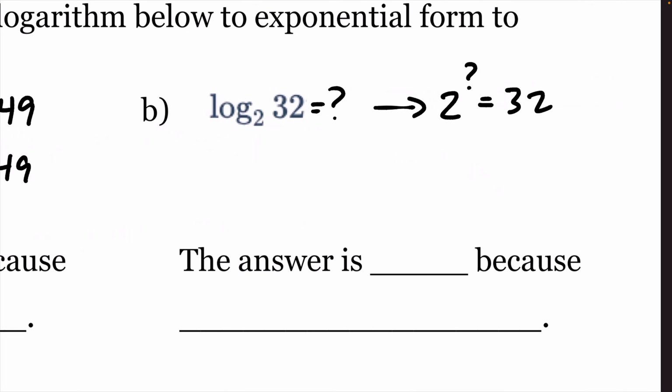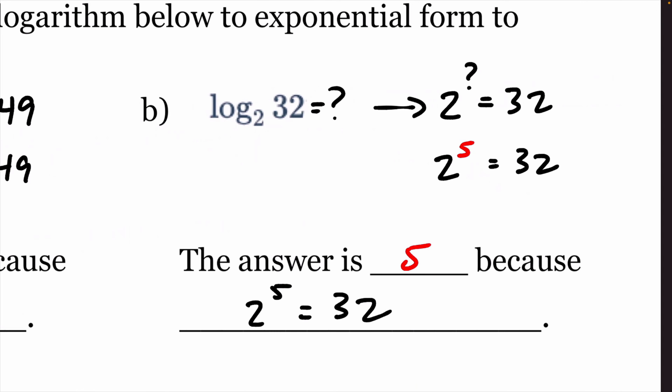So now go to your calculators. What power would I give 2 to make it 32? 2 to what power? 2 to the first, second, third, fourth, fifth, sixth, seventh. What power would I give it? Not the fourth power, you're close. Fifth power, yeah. 2 to the fifth power equals 32. So what is the missing exponent? 5. Why is that the answer? Because 2 to the fifth equals 32.